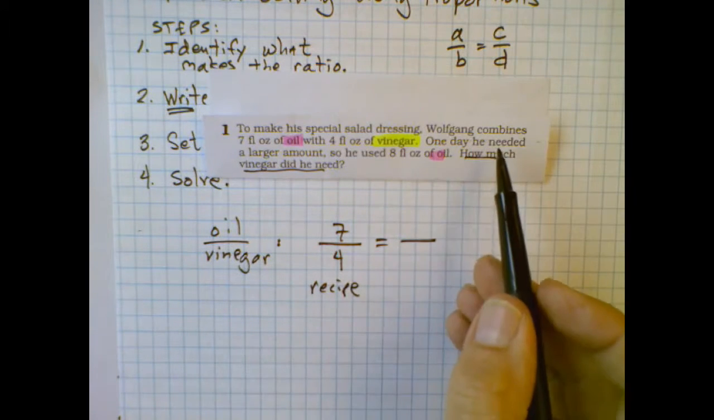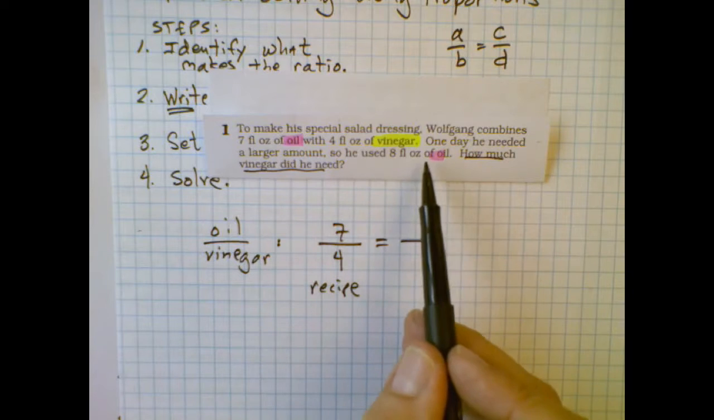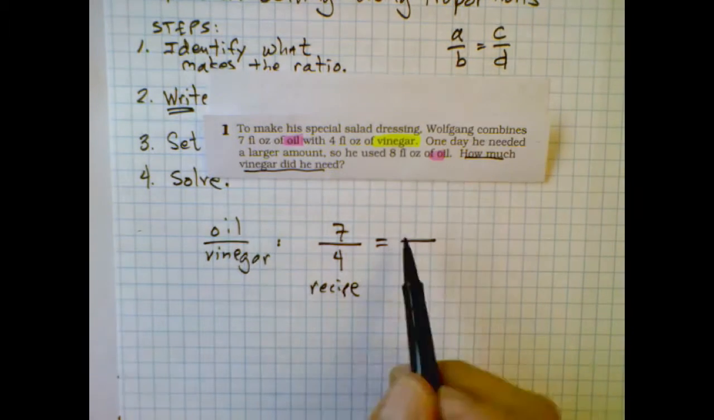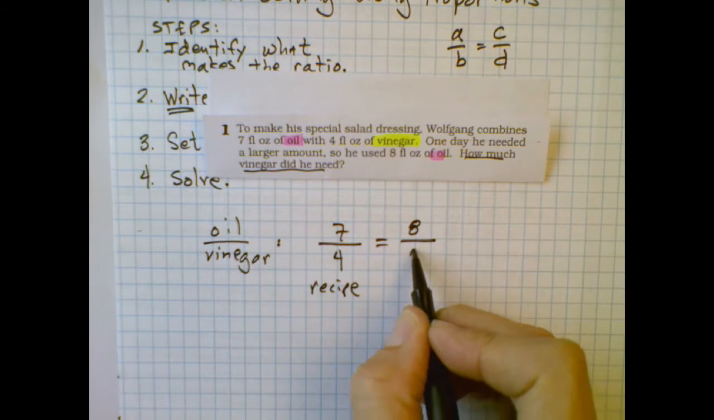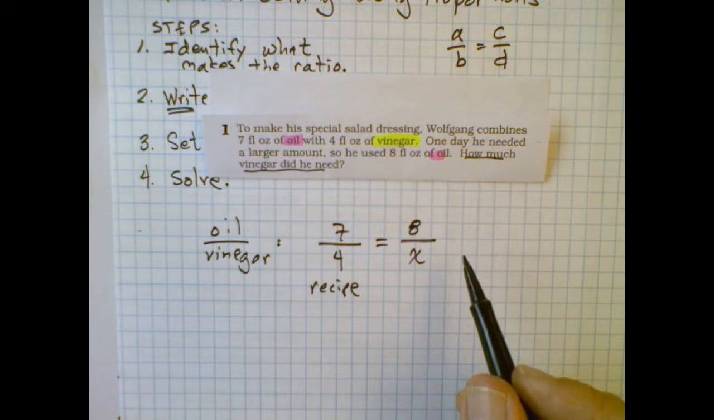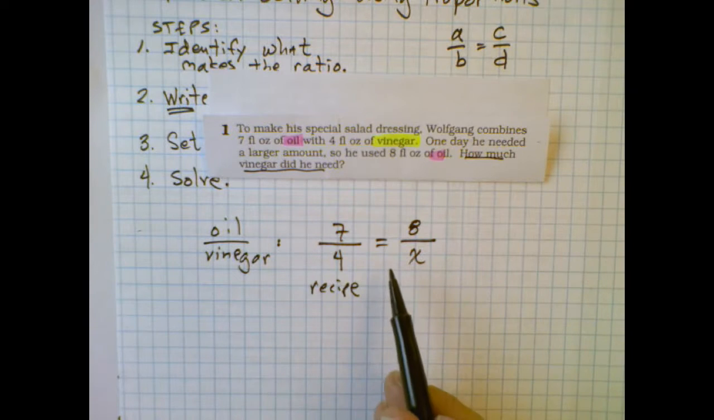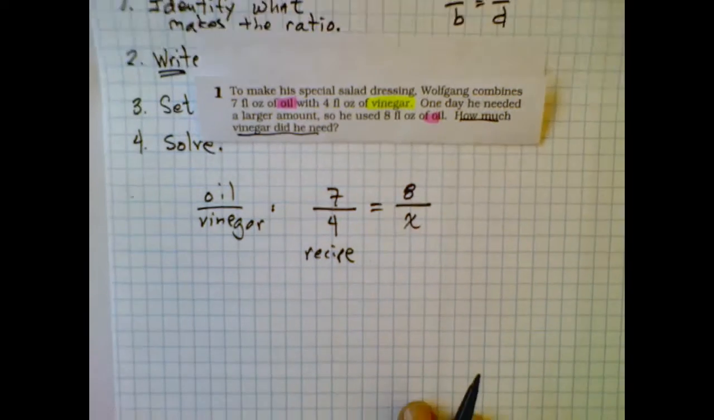And he wants to make this other amount, so he used a larger amount. He used 8 fluid ounces of oil. Well, since oil goes on top, that has to go here. And then this is the thing I don't know, x, or whatever variable you want to use. Hey, this looks like proportions like we did recently. So I'm going to solve this using cross products.